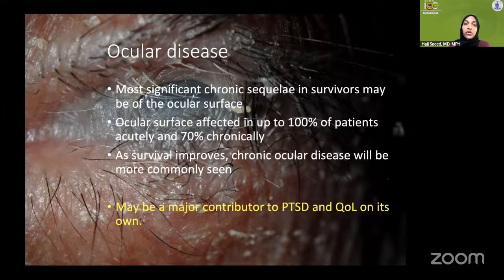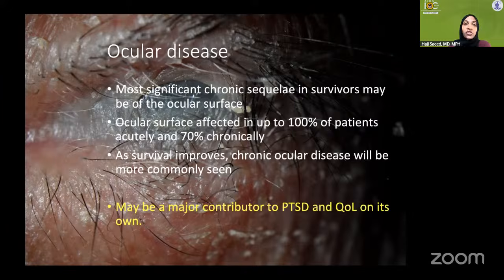And so as we have more survivors, that means there are more patients who are going to have chronic ocular disease, and it's more commonly seen. And ocular disease may be a major contributor of PTSD, post-traumatic stress disorder, and effect on quality of life on its own, regardless of other manifestations that occur in SJS, which are also severe.